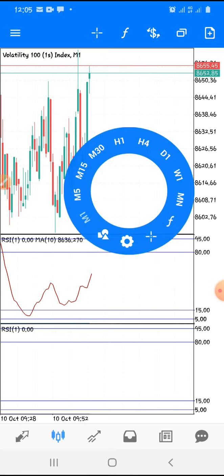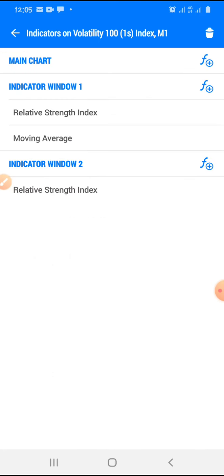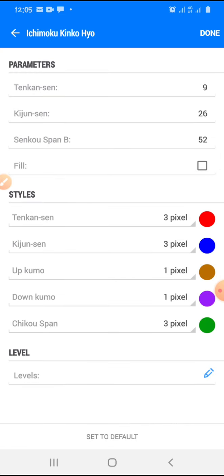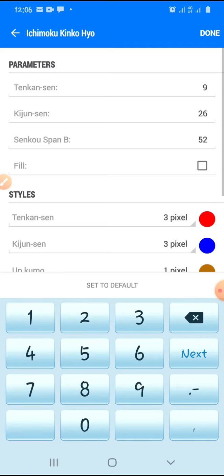You click at the center of your chart again, you click frequency. On indicator window 2, you click add. Then we go and select Ichimoku. I am convinced that most of you are used to this indicator. Ichimoku Kinko Hyo. Here we will make our settings to be 9, 9, 9.